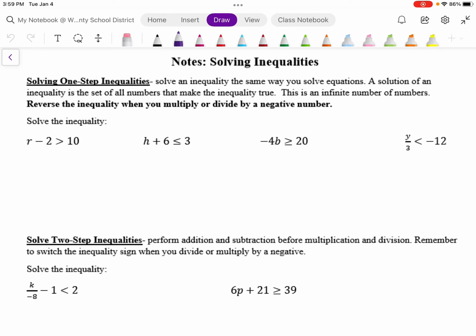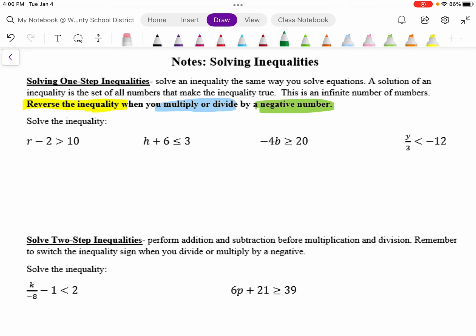In this video, we're going to practice solving inequalities. Solving one-step inequalities, you're going to solve these the same way you solve any regular equation. The only difference is that you are going to reverse the inequality only when you multiply or divide by a negative number. That is the only time, okay? So you need to be multiplying or dividing by a negative in order to flip the inequality. If you're not doing that, then you don't need to flip the inequality.